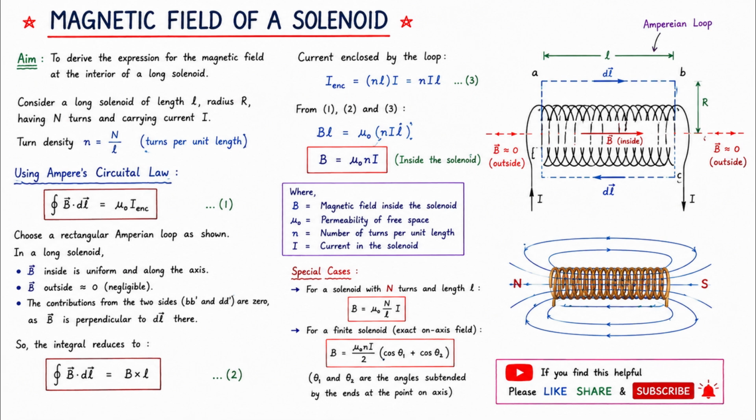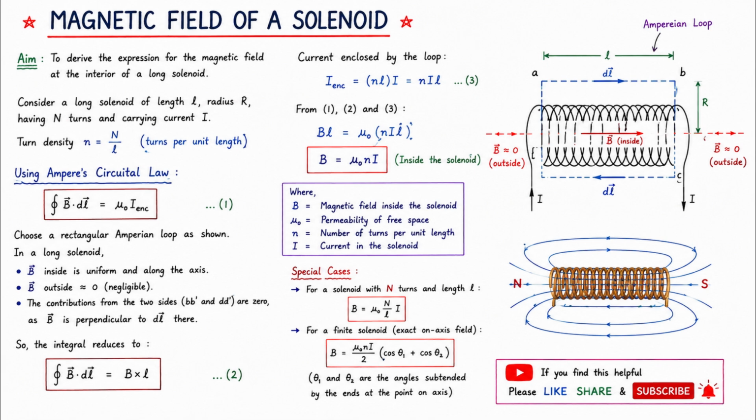Hence, the contribution from side CD is 0. For the vertical sides, AD and BC, the magnetic field is perpendicular to dl. Since B·dl equals B dl cos 90 equals 0, their contributions are also 0. Therefore, only side AB contributes, ∮B·dl equals BL.